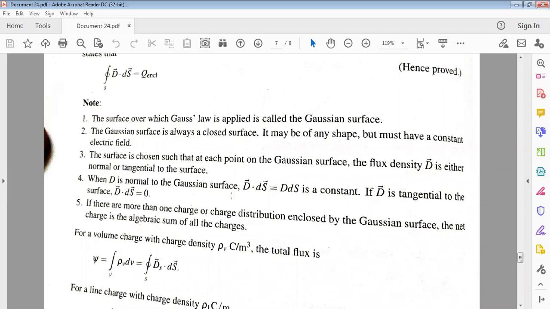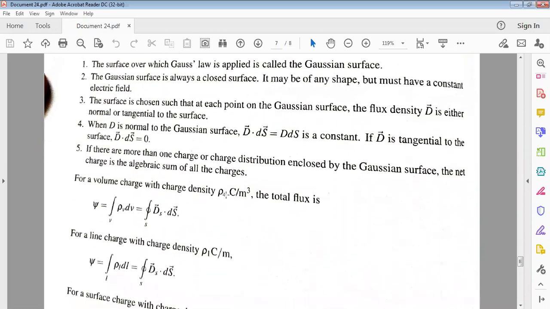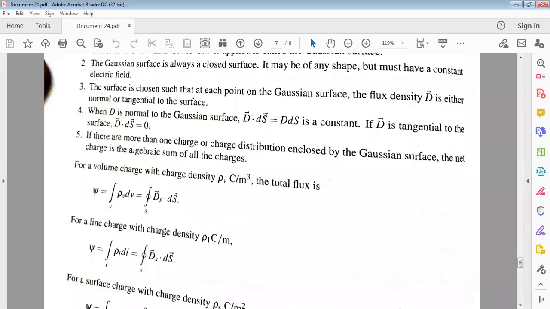If there is more than one charge or charge distribution enclosed by the Gaussian surface, the net charge is the algebraic sum of all the charges: q1 plus q2 plus q3 up to qn. For a volume charge density rho v, the total flux psi equals the volume integral of rho v dv, depending on how much volume of charge it contains. The same is represented as the closed integral of D dot dS. Now for a line charge, the line charge density.